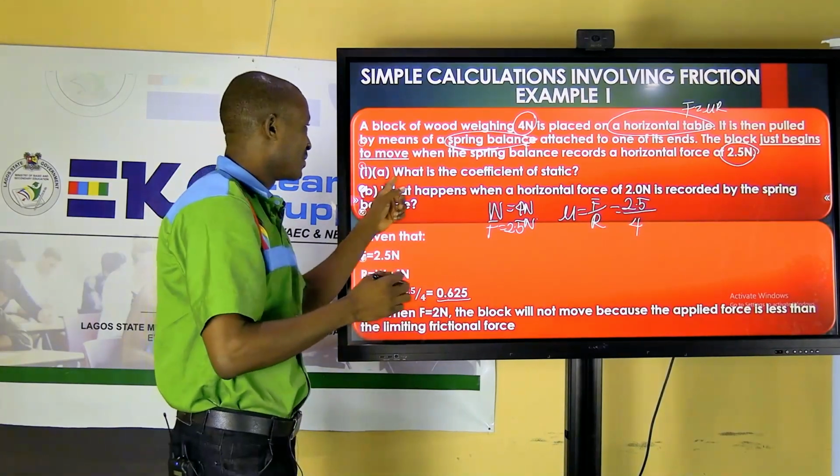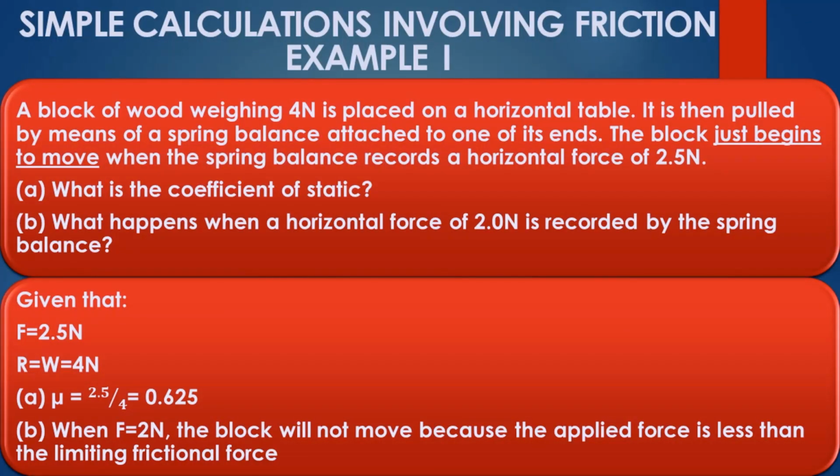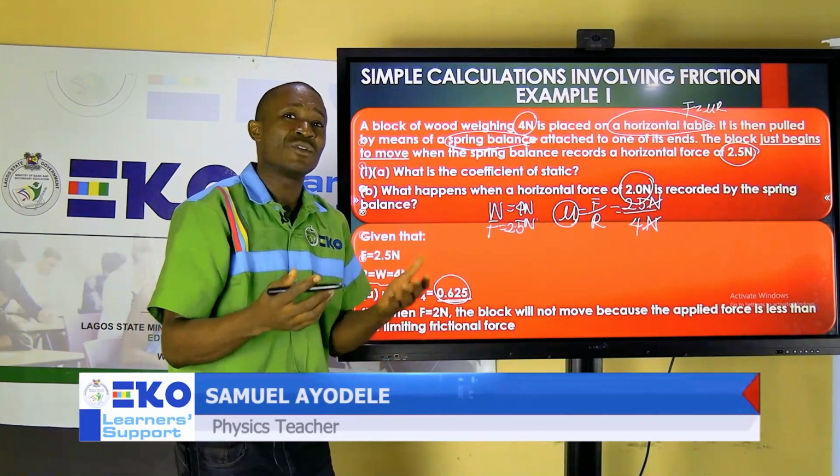Now, that is for the first part of the question. The second part says, what happens when a horizontal force of 2 Newton is recorded by the spring balance? When the spring balance decides to measure 2.0 Newton, NECO or WAEC can ask you to mention 2 or 3 quantities that don't have unit in physics.